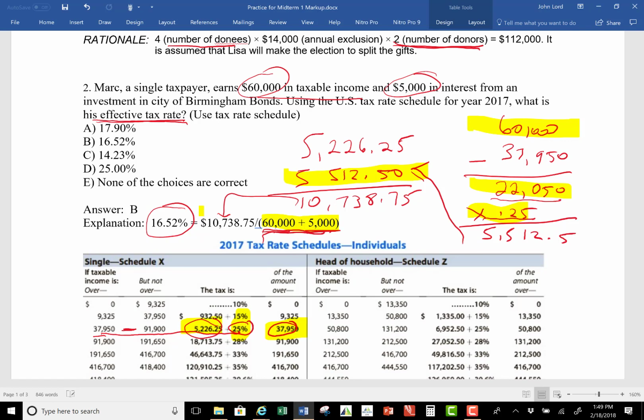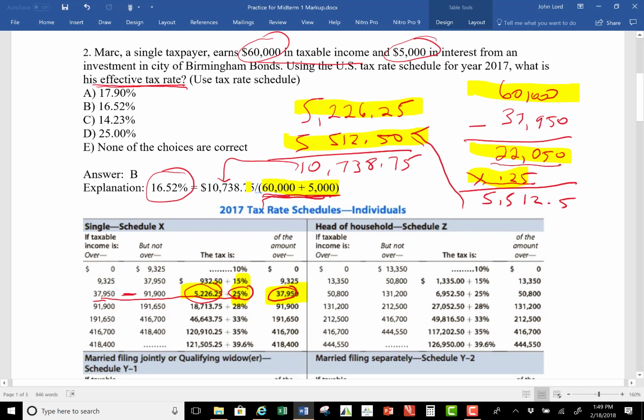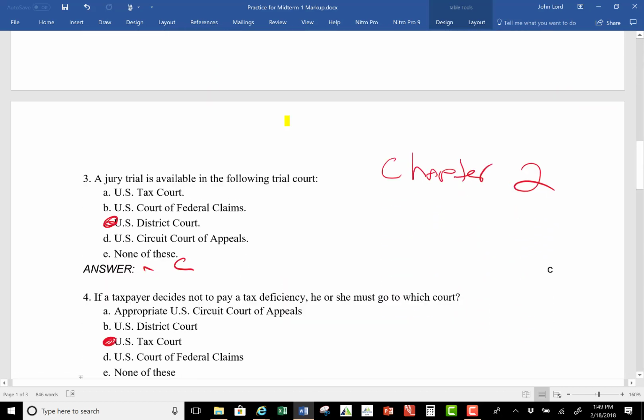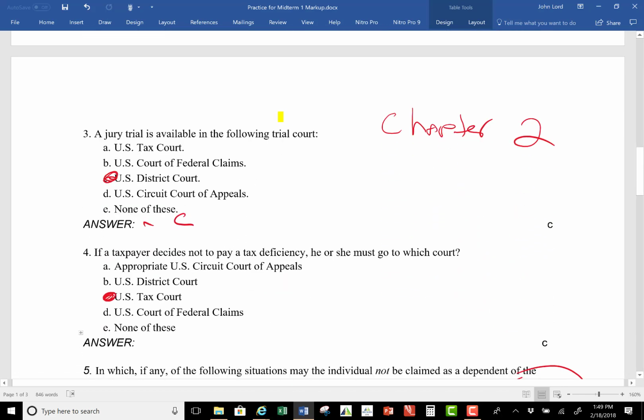$5,512.50, and then of course we have to pick up the $5,226.25, which would be applicable to anyone in that bracket. Add those two together, that's his tax, divided by all of his income, whether taxable or not, gives us the effective rate here. Okay. All right, good. Let's take a look at this next one from Chapter 2.